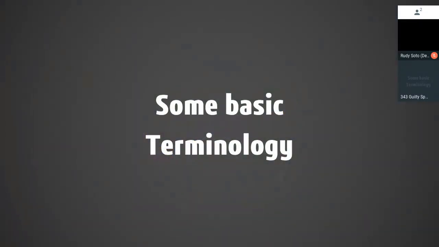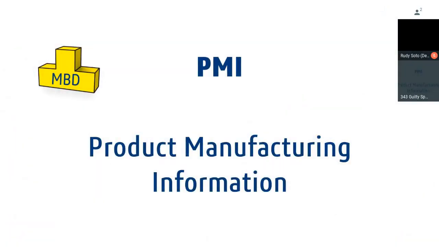So here's some basic terminology, and the first of that is product manufacturing information. Product manufacturing information, as we said a moment ago, means that you're taking a CAD model or 3D model and incorporating non-geometric information into it for the manufacturing process. Primarily, that means tolerancing information and surface finish information, but it could also be general notes included right in the PMI.